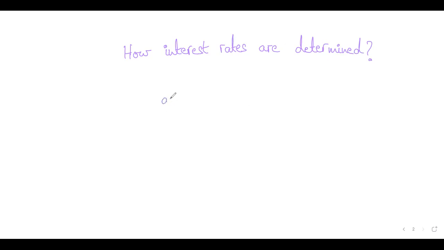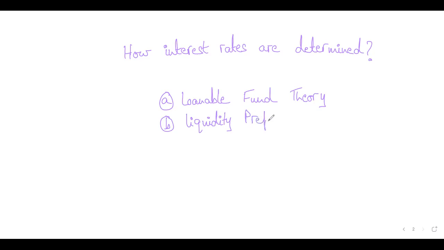There are two theories I told you we'll talk about. The first one we have already covered, and that was the loanable fund theory. I'll give you a quick overview of that. The second one, which we could not complete and will complete in today's class, is the liquidity preference theory. Let me quickly write these two words: loanable fund theory and liquidity preference theory.